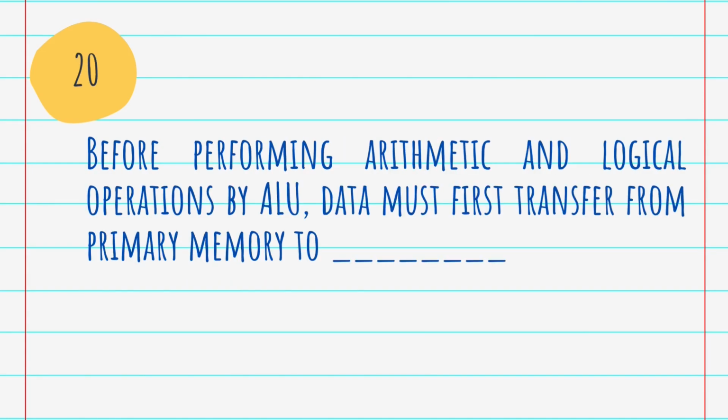Remember this. Question number 20. Before performing arithmetic and logical operations by ALU, data must first transfer from primary memory to dash. Answer is ALU register. Data must first transfer from primary memory to ALU register before performing the arithmetic and logical operations by ALU.